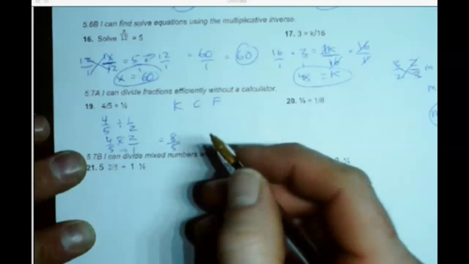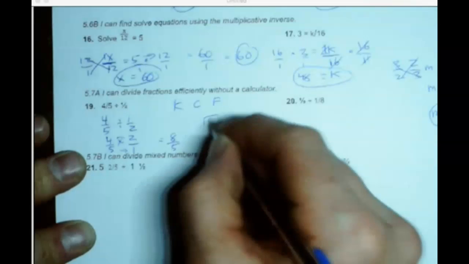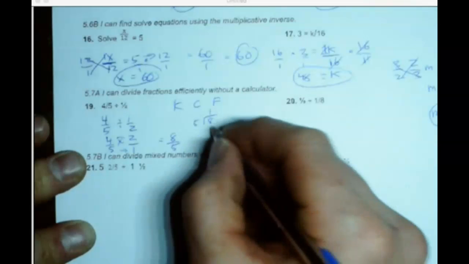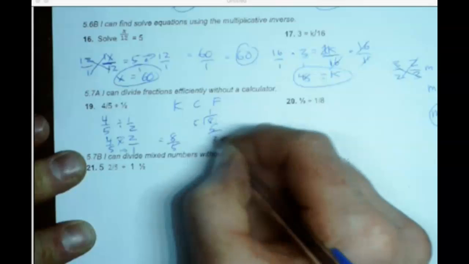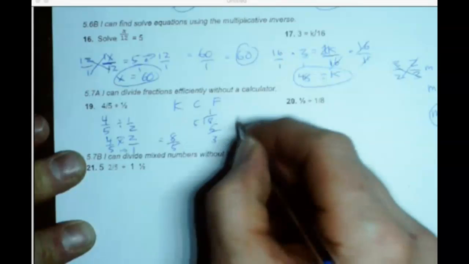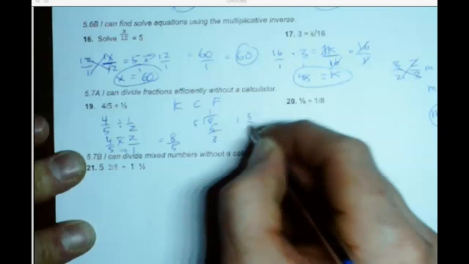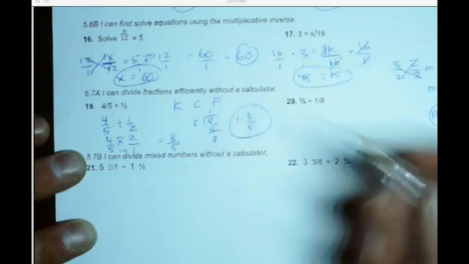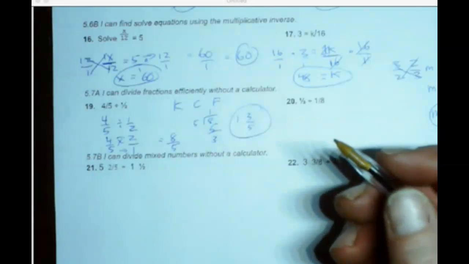I have 8/5, which if I take 8 and divide it by 5, it's going to go in there 1 time. We got 5. I've got 3 left over, so my answer is 1 and 3 parts out of 5. 1 and 3/5 is my answer there.